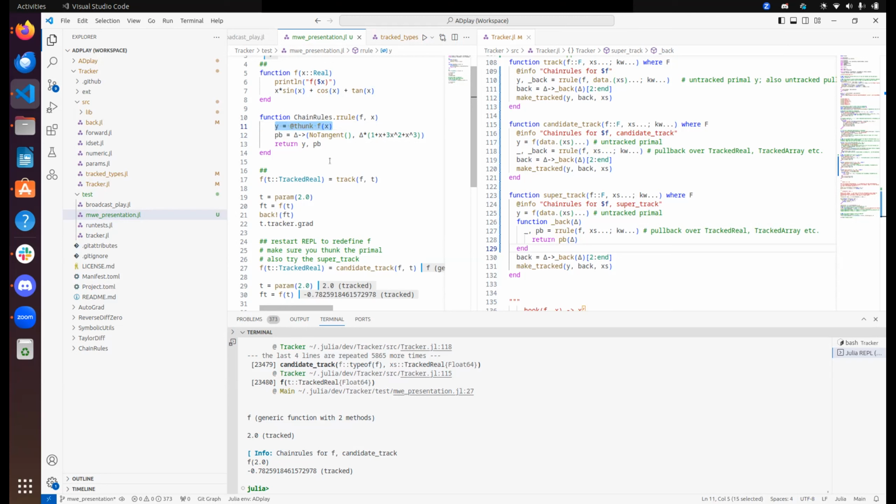And that would be my proposal. Yeah, so I'm thinking to request this change from chain rules such that I can implement higher order derivatives in tracker. So that's all from my side. Any questions?